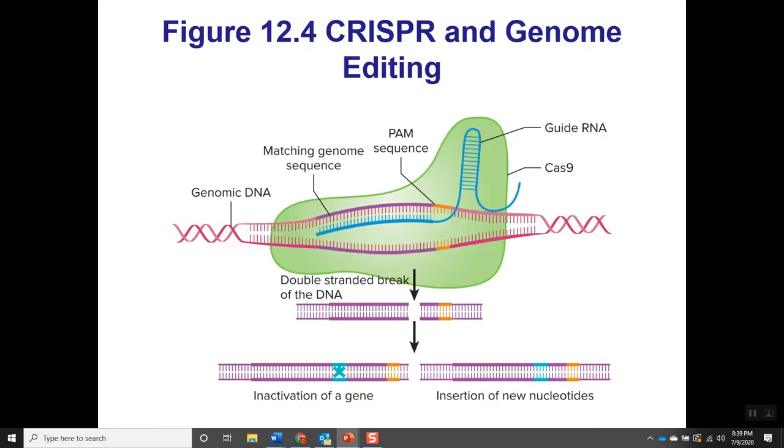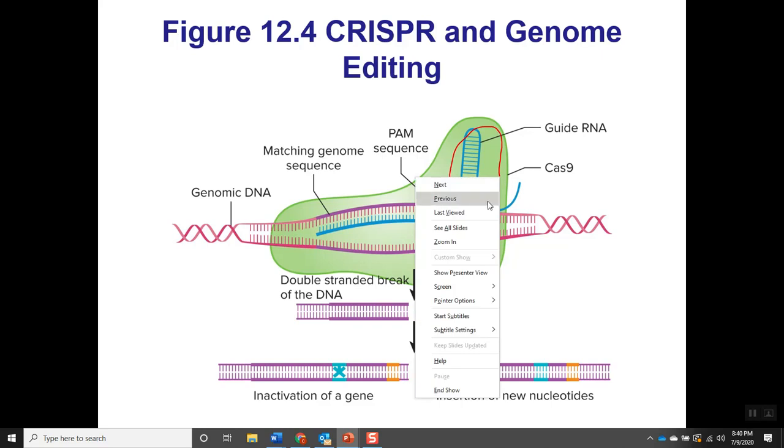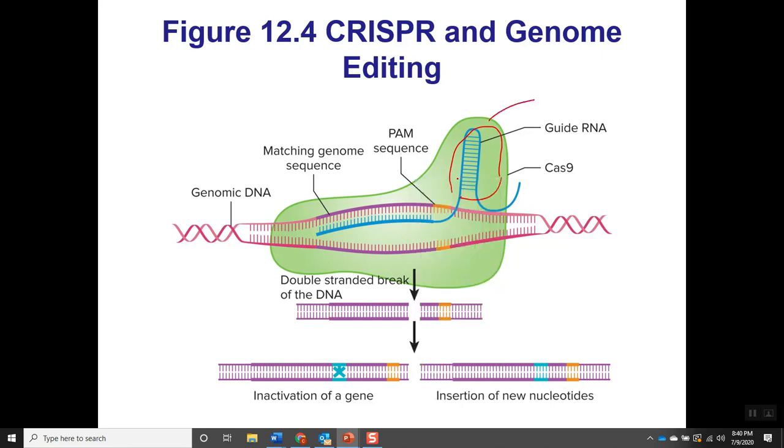Here is an illustration of CRISPR and Cas9. So here we have DNA, genomic DNA. We have CRISPR, which is made up of a guide RNA shown here. The Cas9 protein is in green. The PAM sequence is in orange. And then we have a matching genomic sequence for the portion of the DNA that we want to break. So essentially we are able to create a double-stranded break in DNA and remove a gene and ligate the DNA back together to completely eliminate a gene that we do not want.